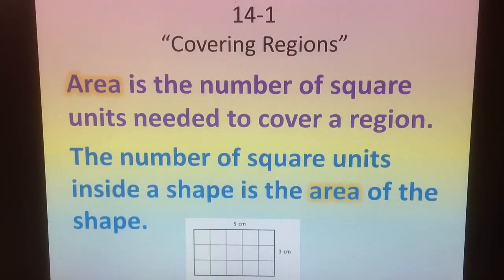Area is the number of square units needed to cover a region. The number of square units inside a shape is the area of the shape. So for example, the rectangle I put at the bottom of the screen here says that it's 5 centimeters across and 3 centimeters up and down. 5 times 3 is 15. The area is 15.